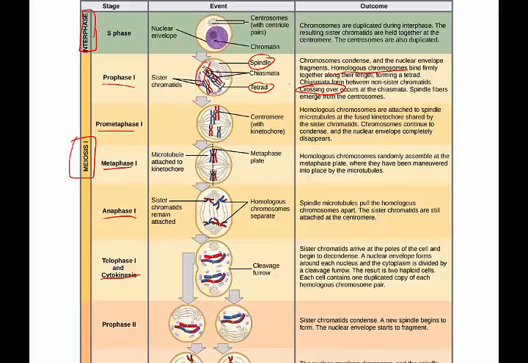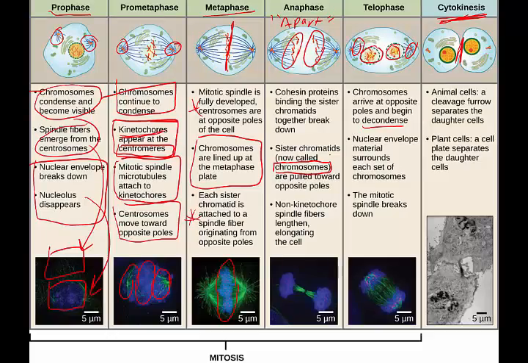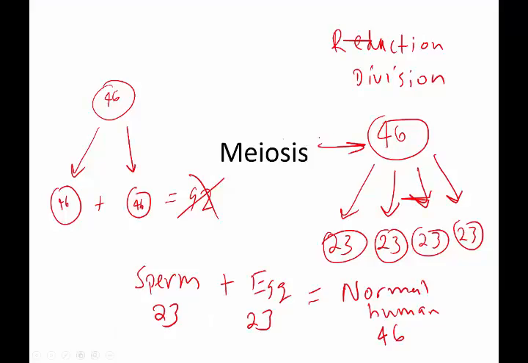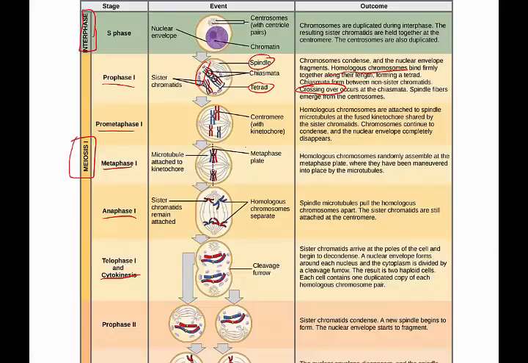Metaphase 1, though, is very different from metaphase in mitosis. If we go back to metaphase in mitosis, you see we have a single line of sister chromatids lined up. This is very different from metaphase 1 of meiosis. Instead of sister chromatids lined up, here we have homologous pairs lined up side by side. This is a major difference between metaphase 1 and metaphase of mitosis.